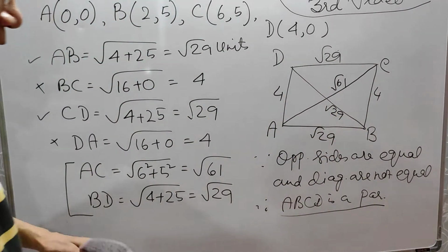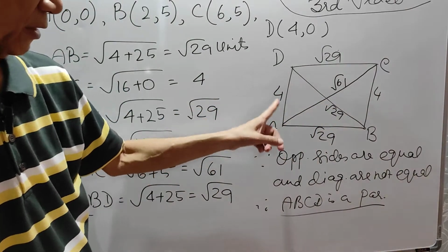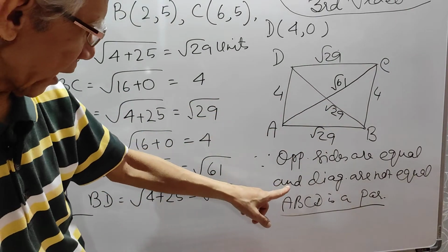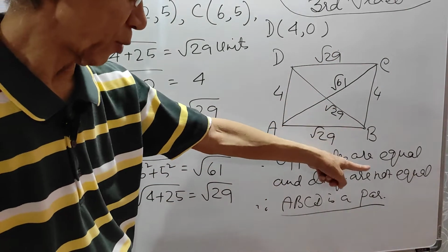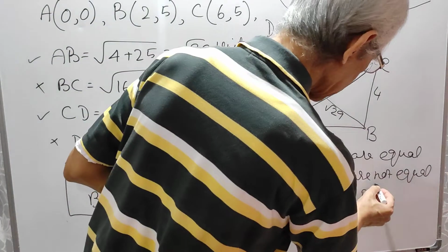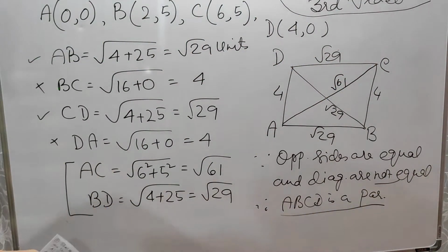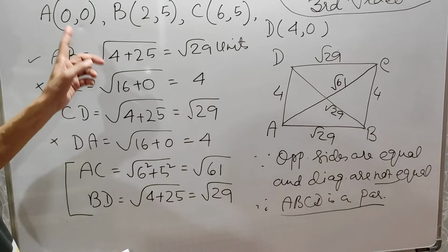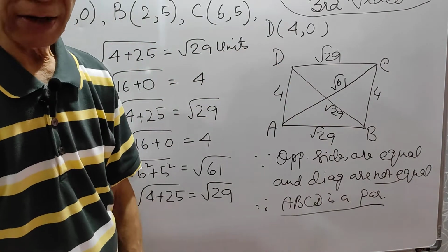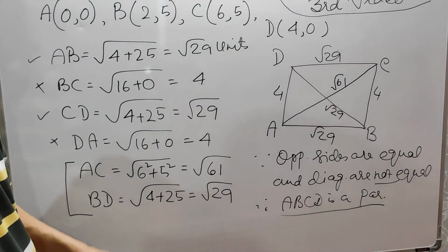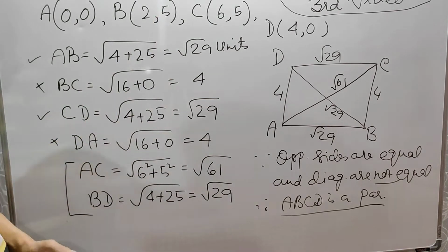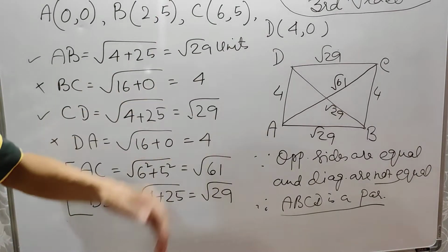So since opposite sides are equal and diagonals are not equal, therefore ABCD is a parallelogram. We were asked to show these 4 are vertices of a parallelogram, so we have done it. Our conclusion is these 4 points are vertices of a parallelogram.